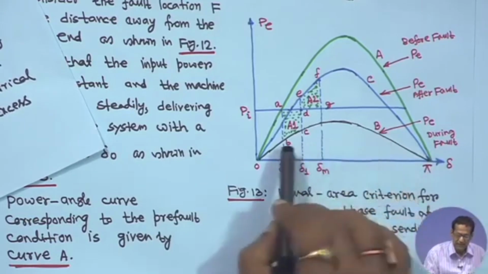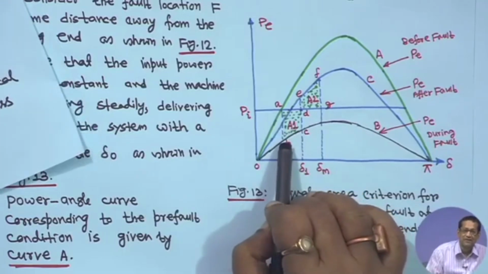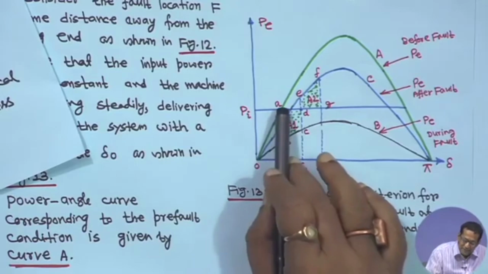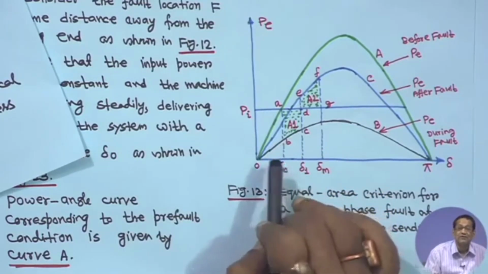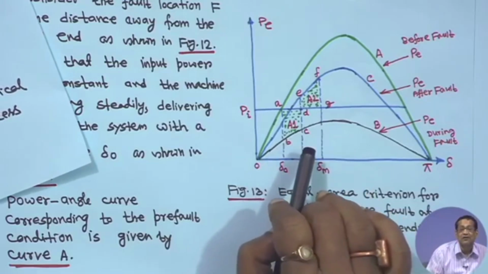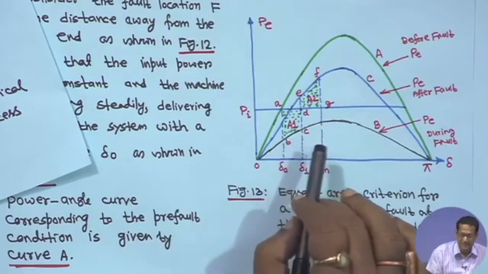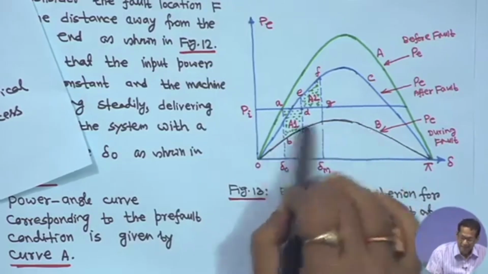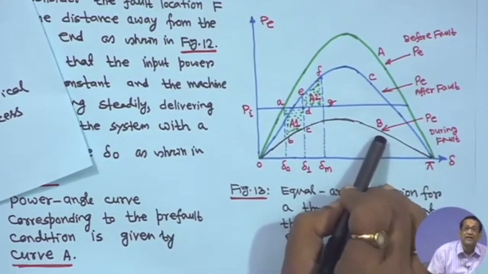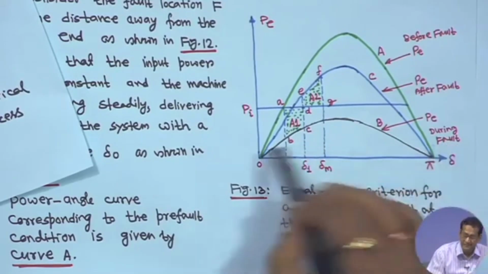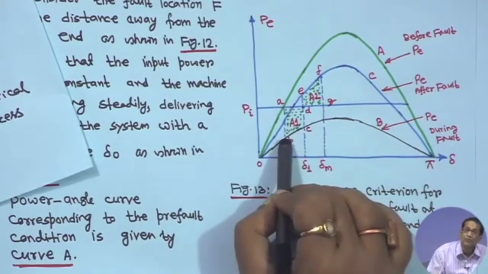As soon as it falls, this point will shift to B, but it will never be 0, because it is a double circuit line and the fault has occurred away from the substation. The transfer reactance will increase to some extent, and naturally this curve, the black one, will be your curve B. This graph is during fault. So from A, the point will shift to B.